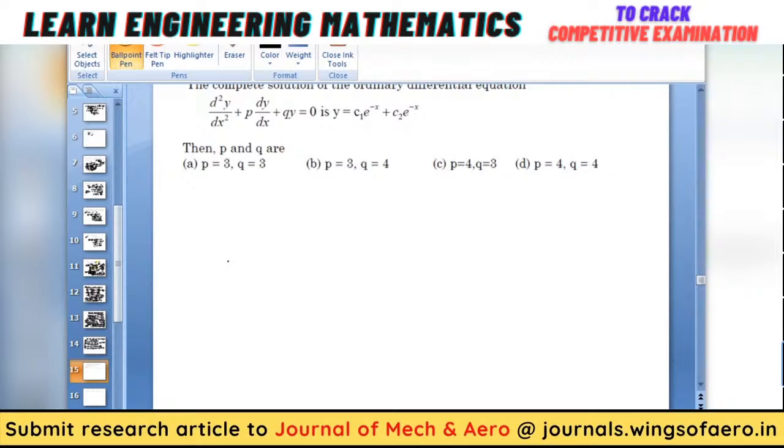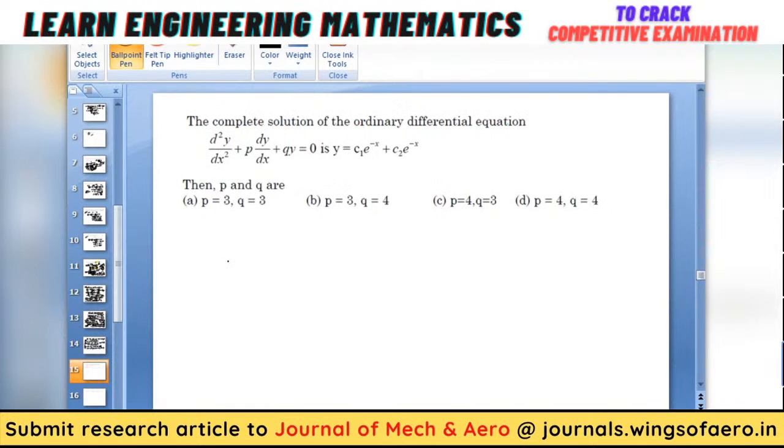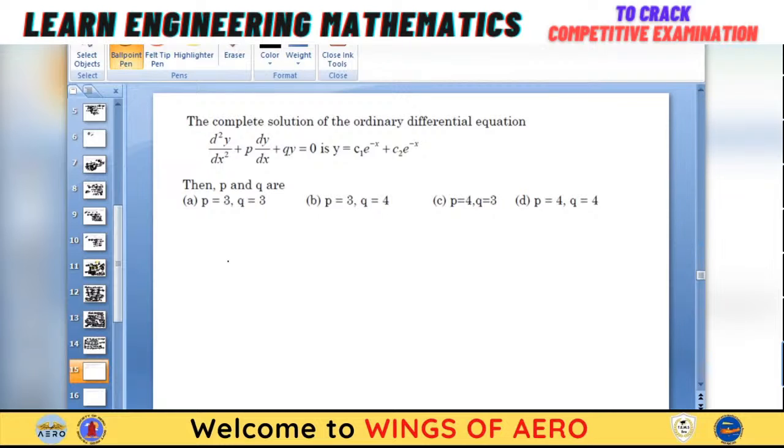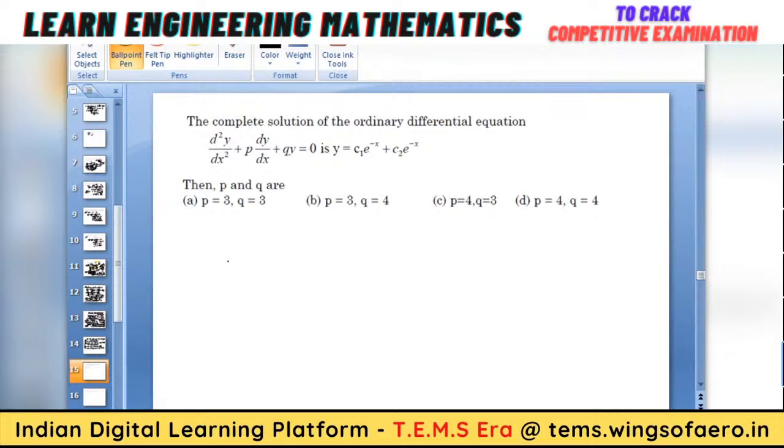Next. This is easy, but solve it. This is an easy question, not a very difficult one. The complete solution of the differential equation is given as this one. And the solution is given, you need to find out the value of P and Q.